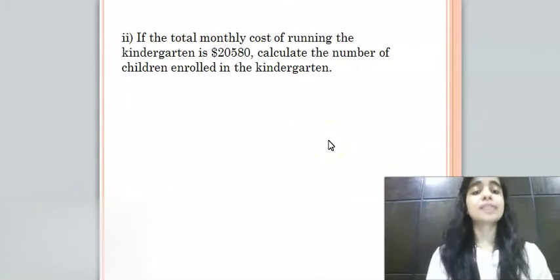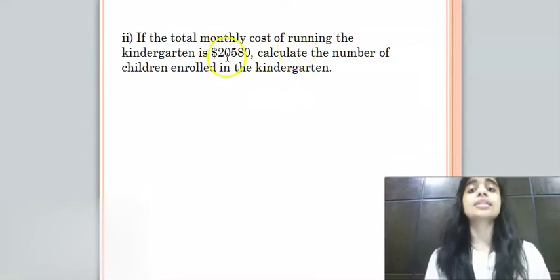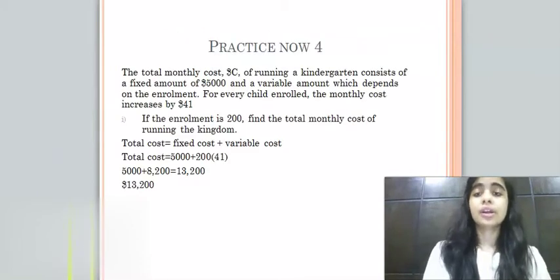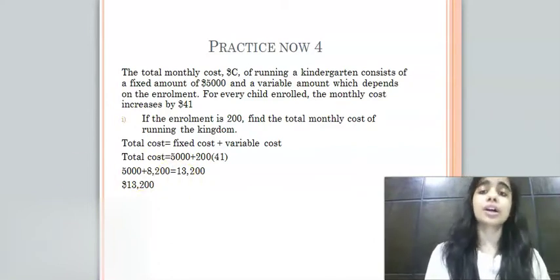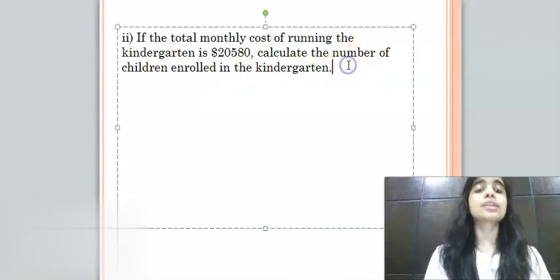So the next part says, if the total monthly cost of running the kindergarten is 20,580, calculate the number of children enrolled in the kindergarten. Now if we look over here, in the previous part we were given how many children were enrolled and we were finding the total cost. What is the difference here? Can you guess? Yes, here we are given the total cost and we need to find the number of children enrolled. So let's work this out.